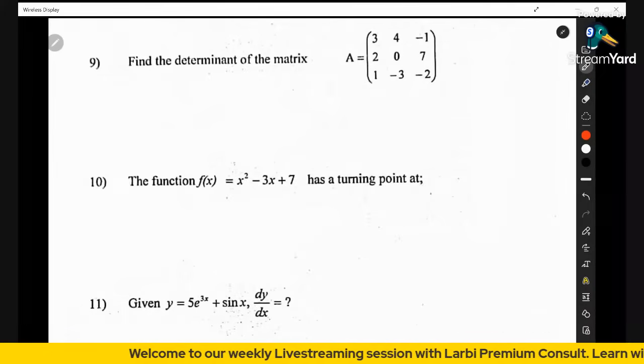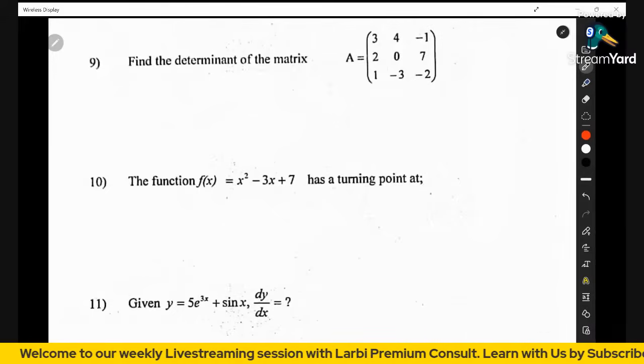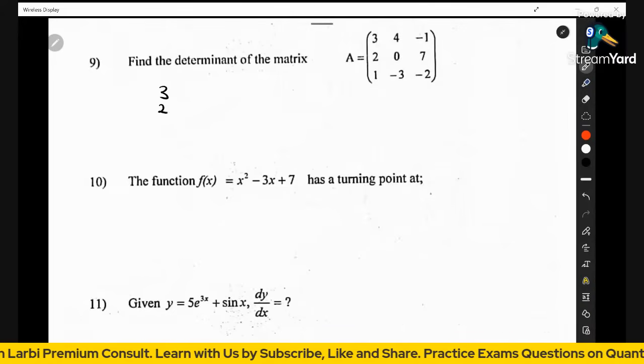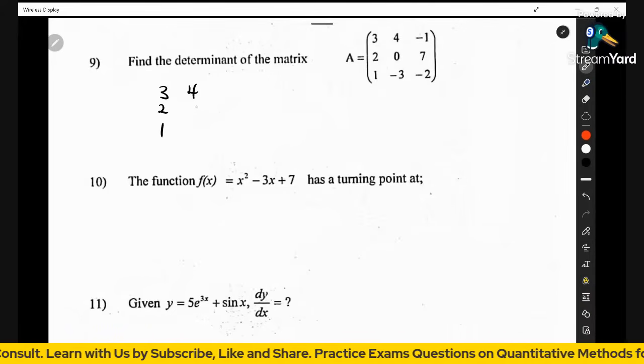So all that I want to do is that you have to repeat this matrix again. So we'll have matrix A to be 3, 2, 1, 4, 0.